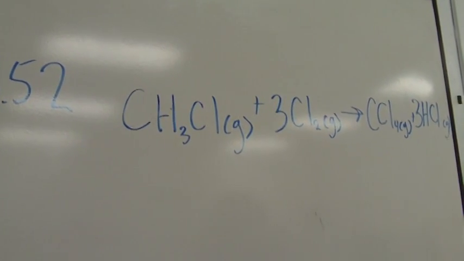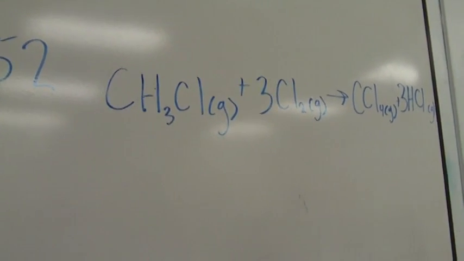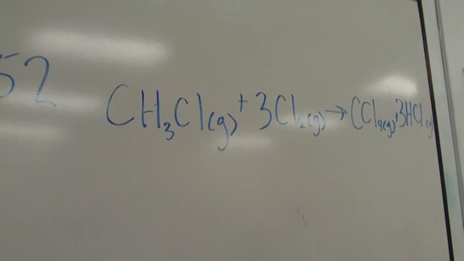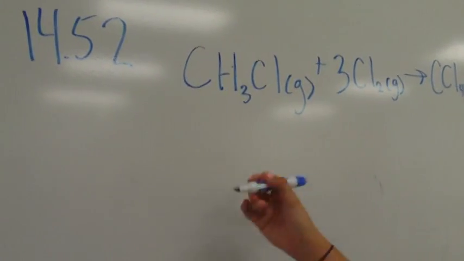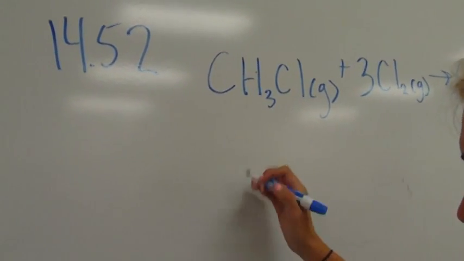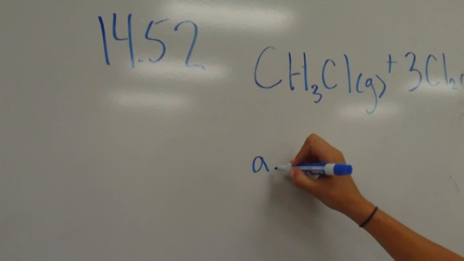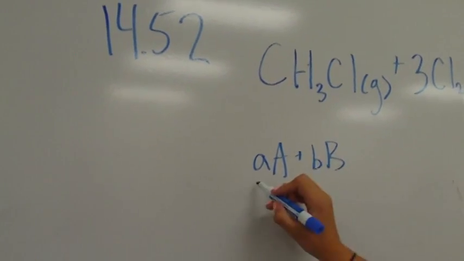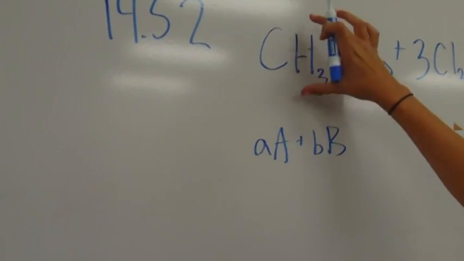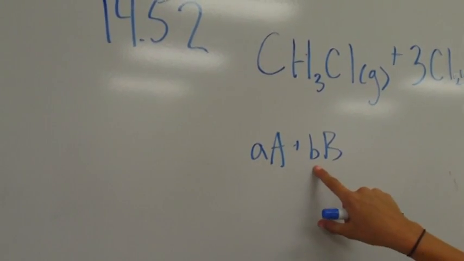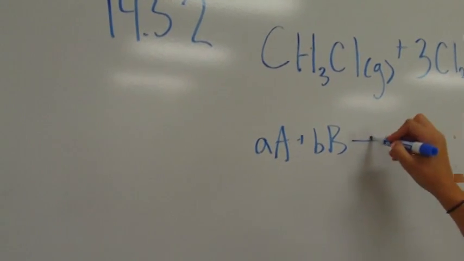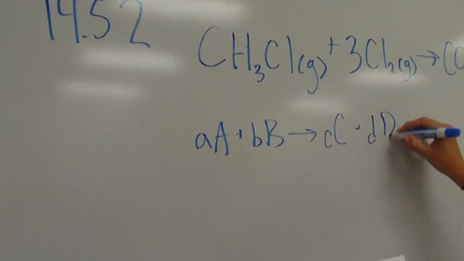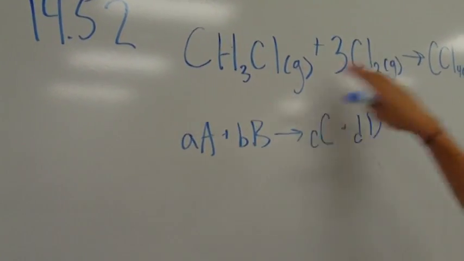Okay, so there's the reaction. The two equations in the book that we're going to use for this problem are this one, where first it's just saying for any generic problem, you're going to have a coefficient a and a compound A, coefficient b and compound B, yielding coefficient c and compound C, coefficient d and compound D. So there's just any generic equation.